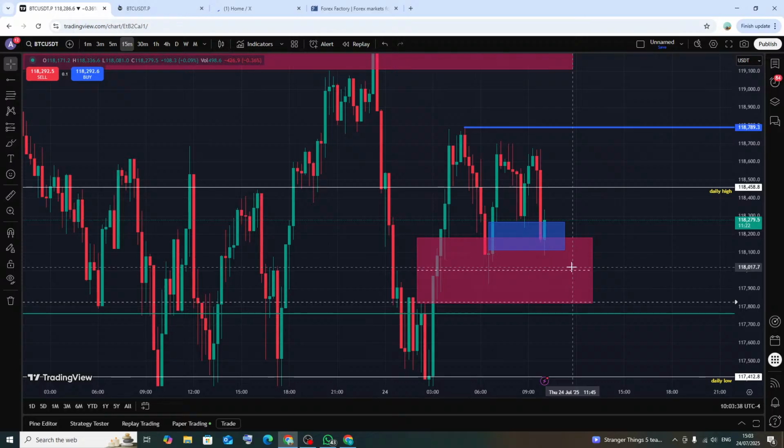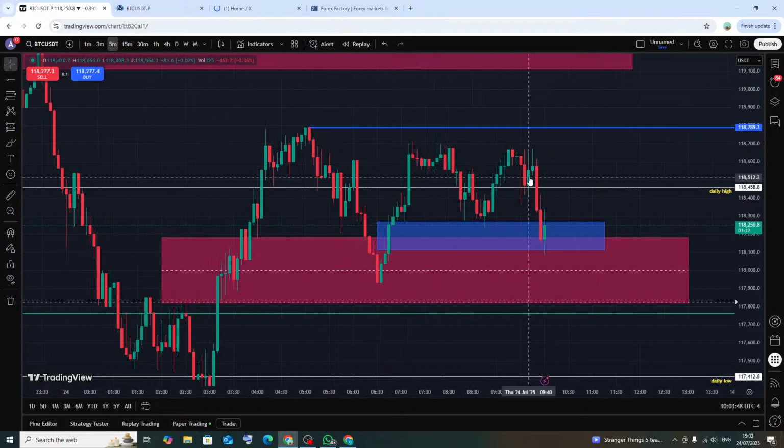So yeah, this is a 15-minute time frame fair value gap on charts. We have nothing on the 30-minute time frame, and a 5-minute time frame fair value gap in there as well. This is a 5-minute time frame fair value gap as well.